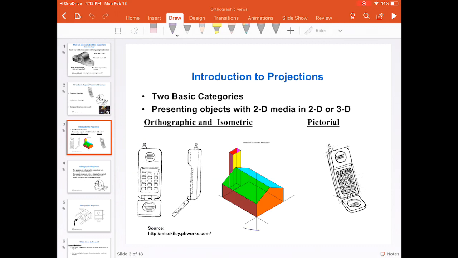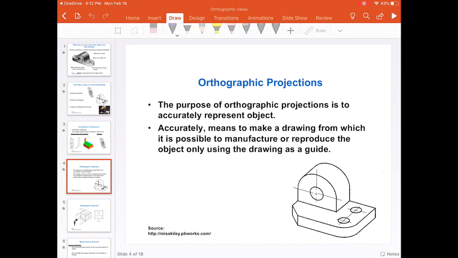Isometric views are the views that you can see here. You can draw it with two lines, a line down here and a line down here, and the angle here is 30 degrees. We won't cover much of this in this class.